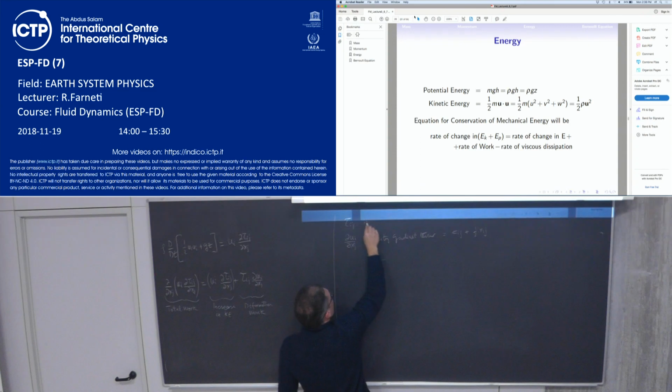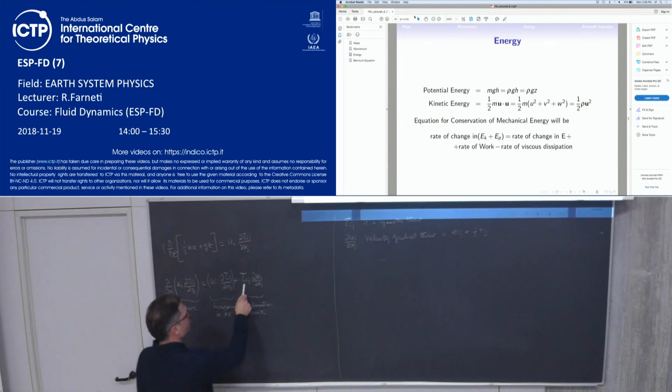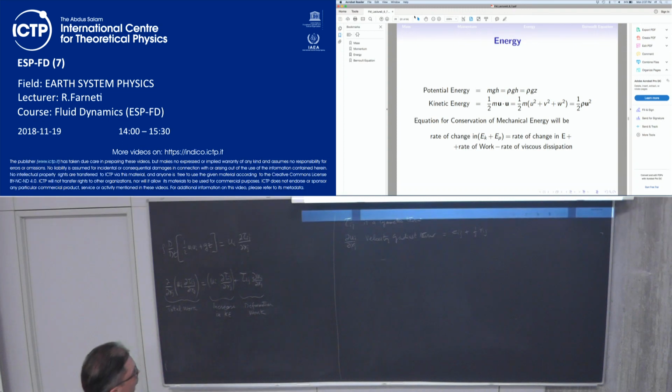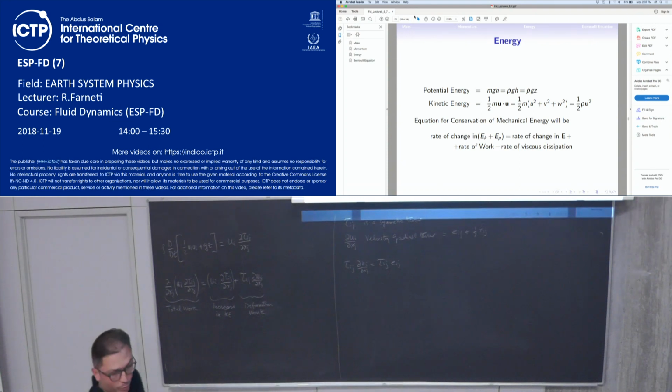Tau ij is a symmetric tensor. So a symmetric tensor times an antisymmetric tensor is equal to 0. So this tau symmetric times the antisymmetric part of this is going to be 0. Okay? So you can write that this is equal to this, because the other component, the rotational part, which is antisymmetric, is going to be 0.